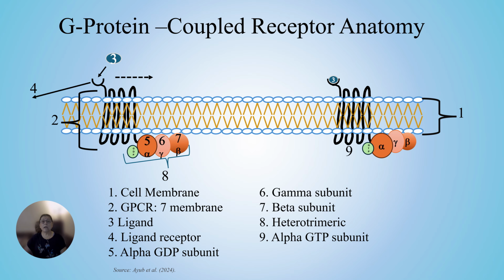Number 9 occurs after the conversion of GDP to GTP when it becomes activated. The cell becomes activated when the ligand fits into the receptor. Once this is activated, it forms a conformational change within the G protein. The beta gamma subunit moves to one side, and the GTP alpha subunit moves to another.